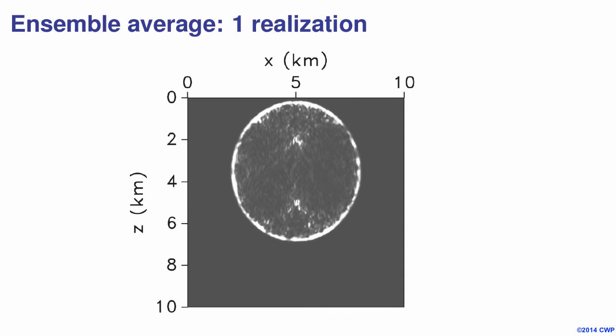Here is the kernel with one realization of the scattering model. Here is with 5 realizations of the scattering model, and here is with 10 realizations of the scattering model. What you see is that you tend to stabilize the sensitivity kernel with more realizations of the scattering model, and we're able to achieve this with a few realizations, because there's just little difference between 5 and 10 realizations of the scattering model.